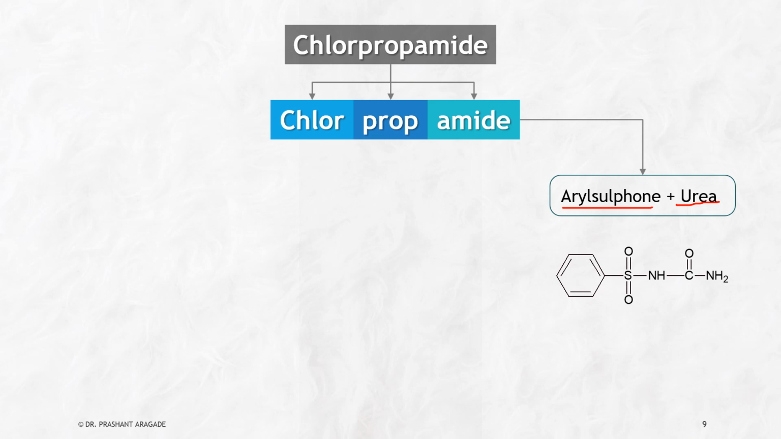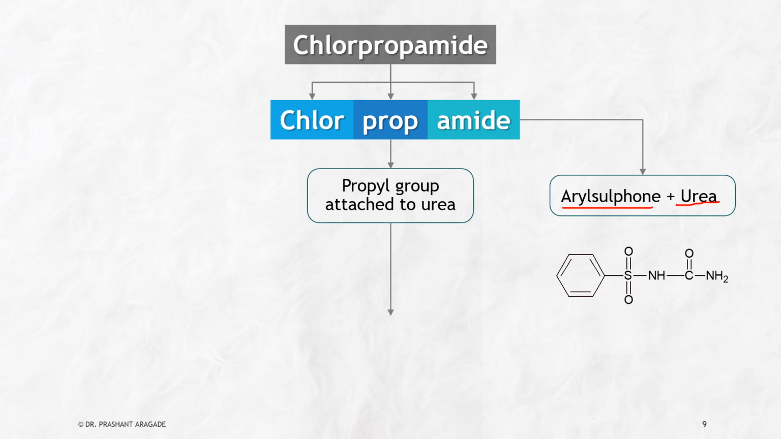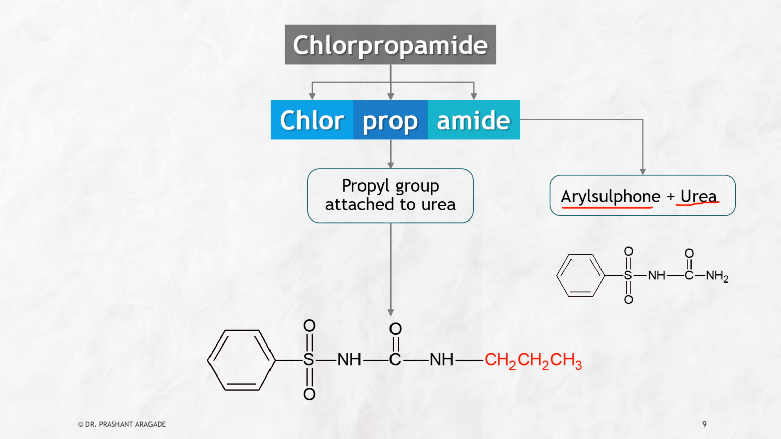Now the next portion is prop. Prop stands for propyl group, which is attached to the urea molecule, or you can say the propyl group is attached at the end of urea like this. See here, this is the propyl group which is attached at the terminal nitrogen atom of the urea molecule.